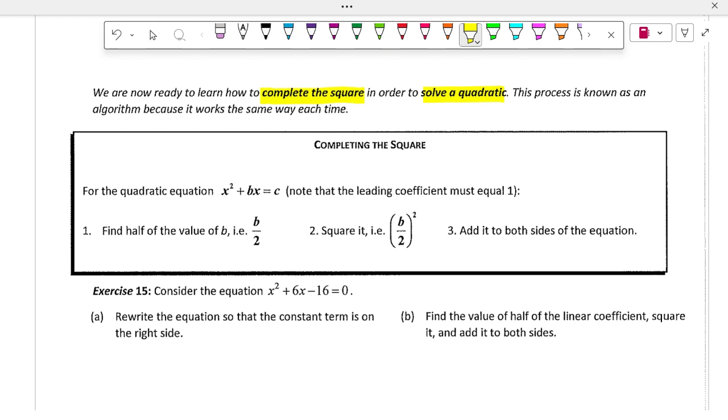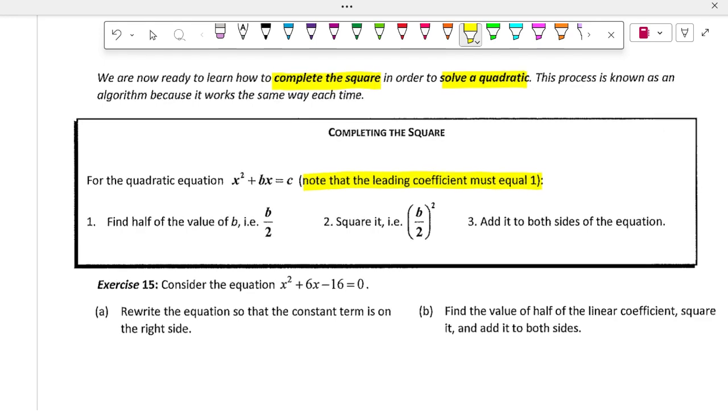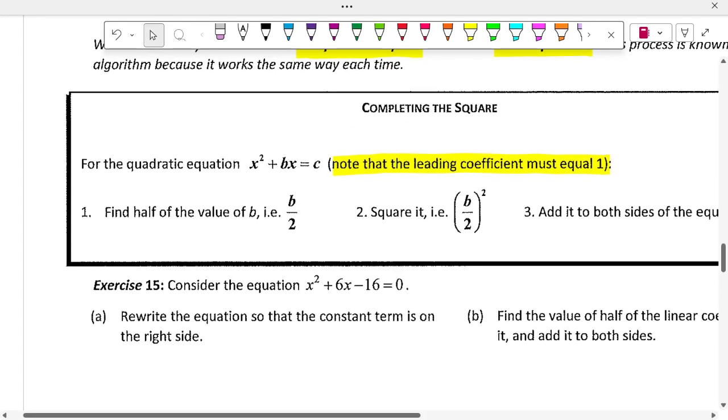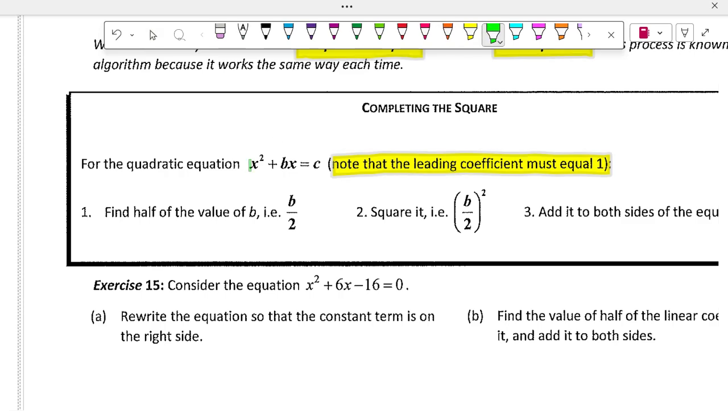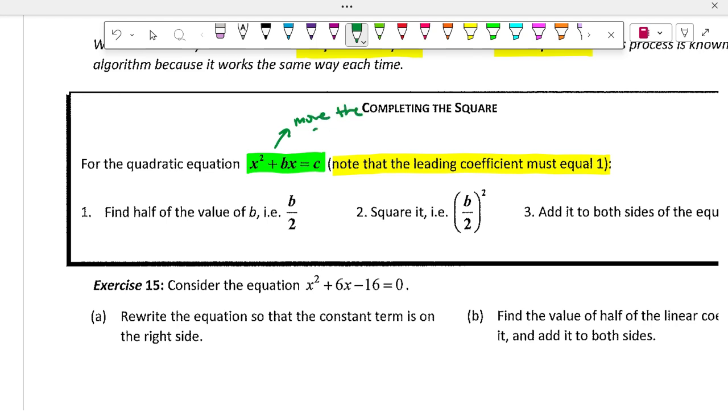All right. So we talked about these steps before. So first off, make sure that your leading coefficient is equal to 1. If it's not, factor out the leading coefficient. And you want it to be x squared plus bx is equal to c. So in other words, move the c to the other side, whether that's adding or subtracting, whatever. Make sure it's inverse operations.